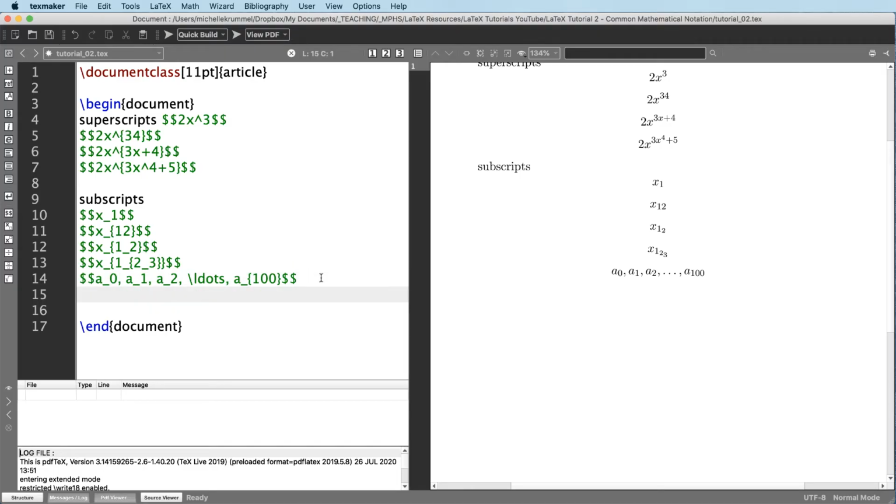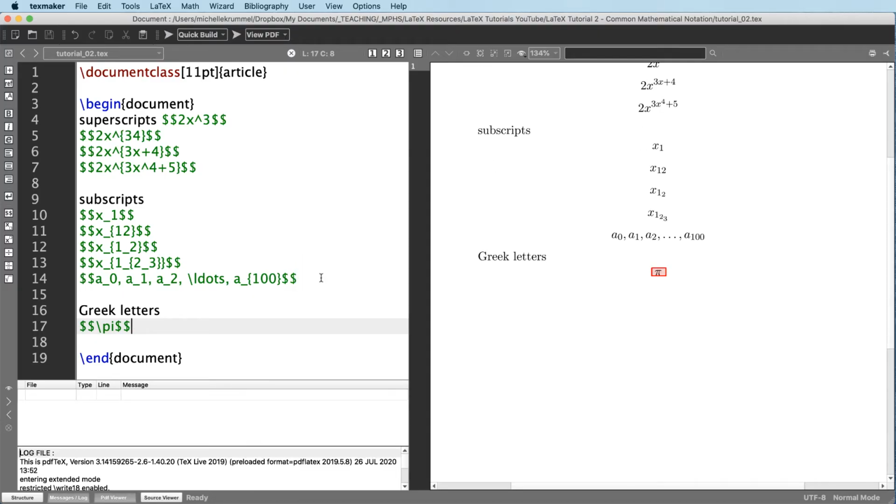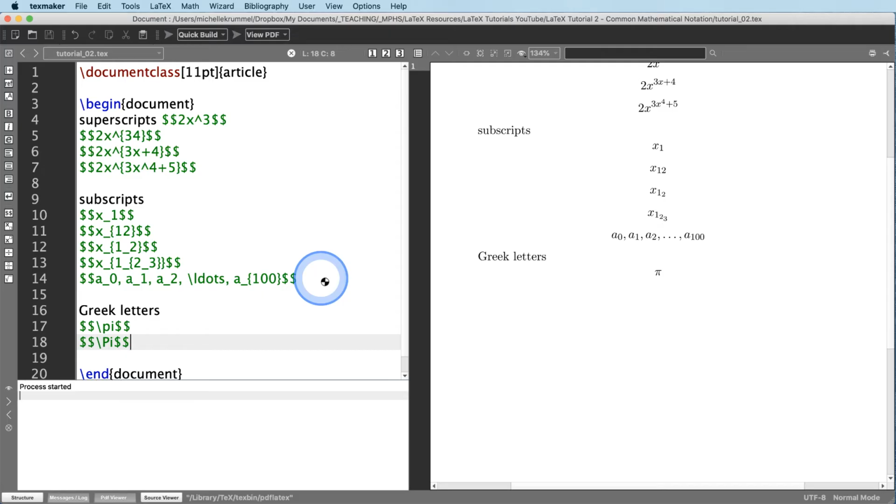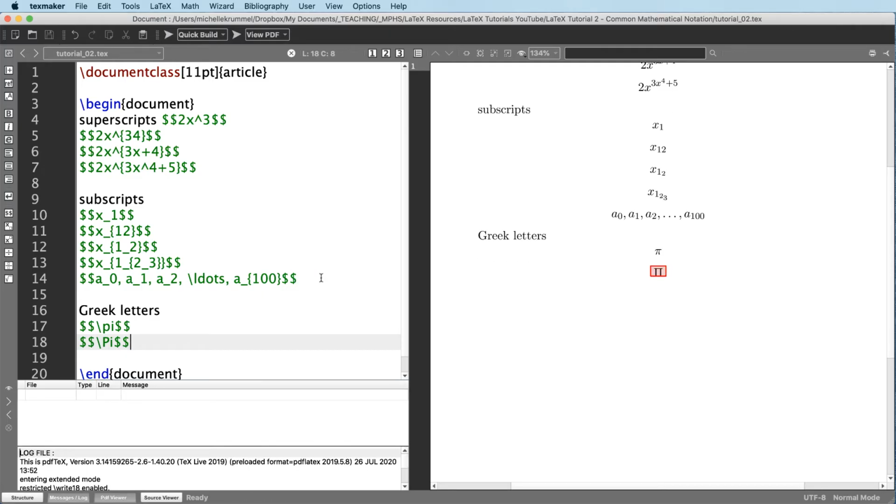Next, let's look at some Greek letters. So we often use Greek letters in math notation, and one of the most popular Greek letters that we use is the Greek letter pi. If you want to type pi, it's just backslash pi. Now that is the lowercase pi. If I wanted the capital Greek letter pi, backslash capital Pi, like so. And that's the capital pi.